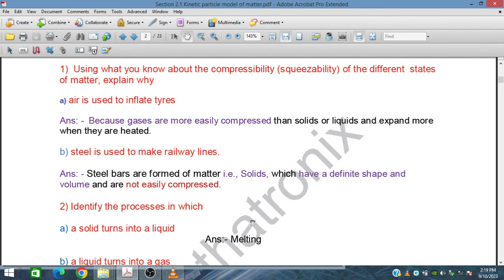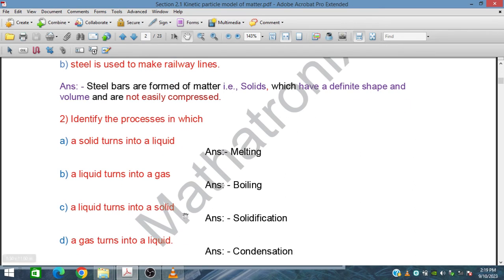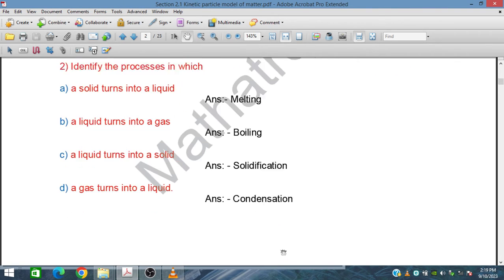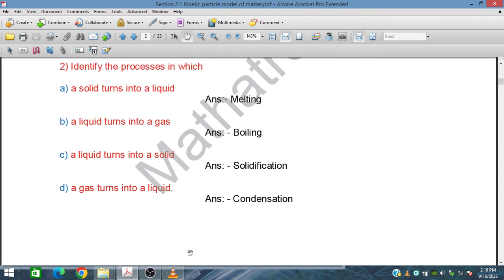A solid turning into a liquid is called melting. A liquid turning into a gas is boiling. A liquid turning into a solid is solidification. And a gas turning into a liquid is condensation. So this is very, very important. These are the processes: melting, boiling, solidification, and condensation.